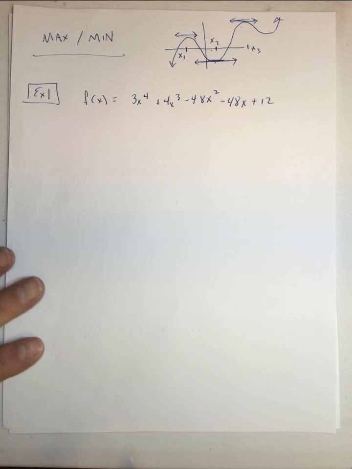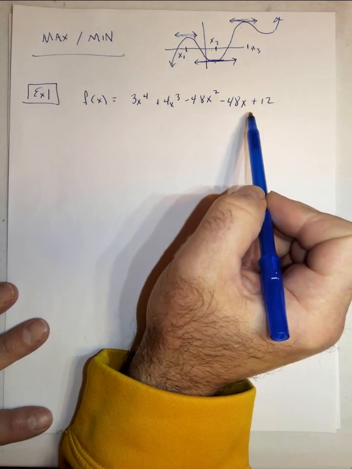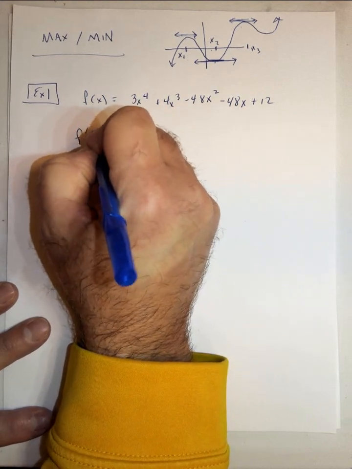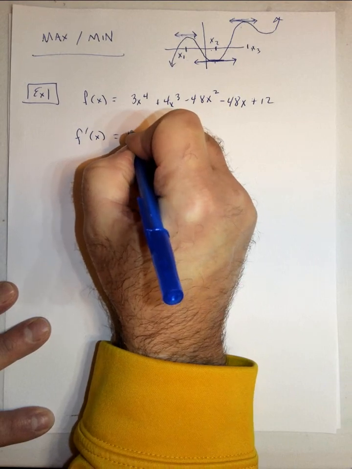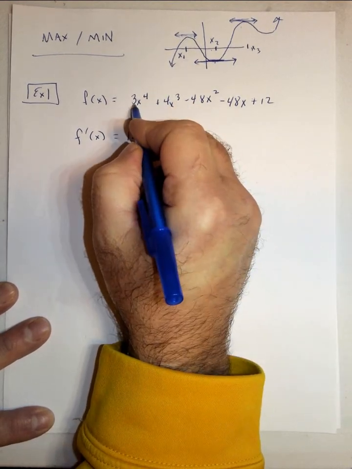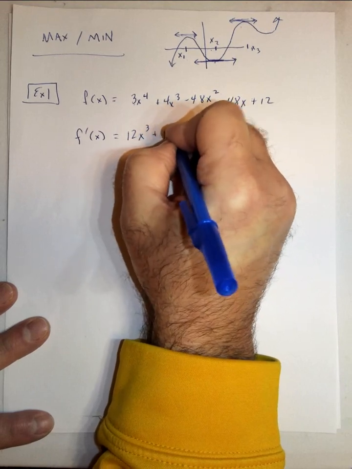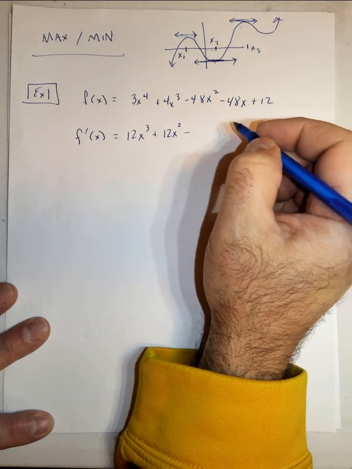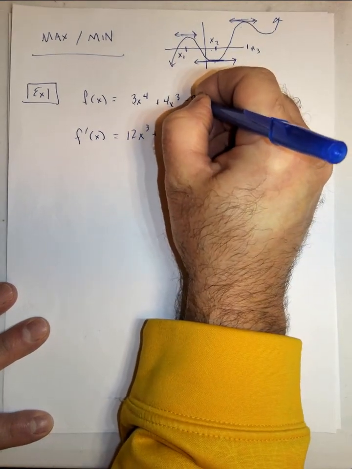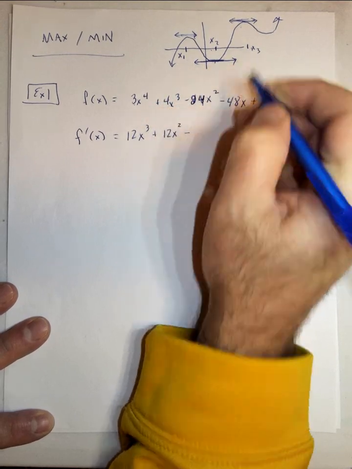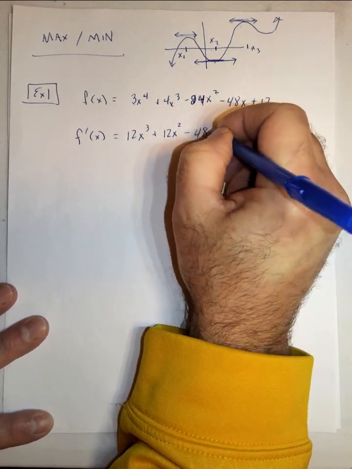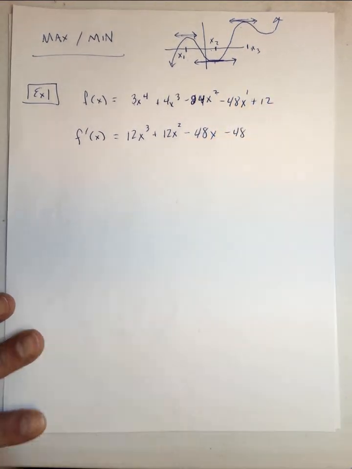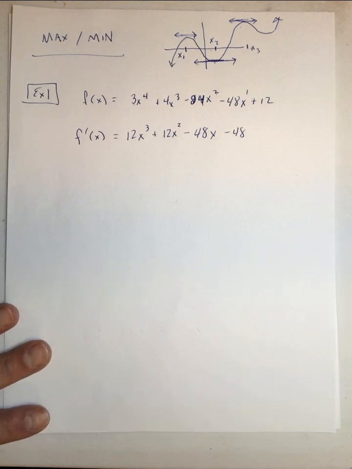I have a function here, and since I'm looking for the relative max and mins of f, I need to find the derivative. So it's straight up power rule. That gets me 12x cubed, 4 times 3, drop the power by 1, 3 times 4, drop the power by 1, and this, I'm sorry, this should be 24. So then 2 times 24 is 48x, and we drop the power by 1, and then minus 48. So that is the derivative function.